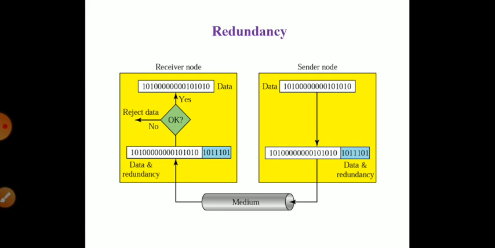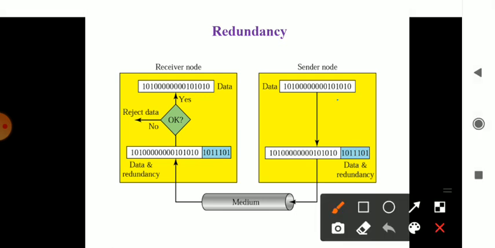Here you use the concept of redundancy. Redundancy involves a receiver's node and a sender's node. A person is sending the information here. When he is sending data, with redundancy I may choose a number and divide the data by a certain number. If the remainder is 0, then the receiver receives the data in the proper way. If the remainder is not 0, then the data is rejected.